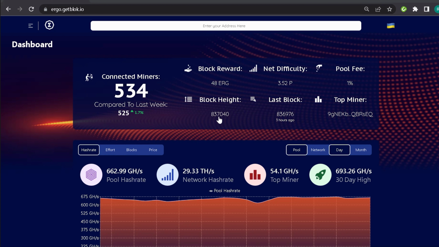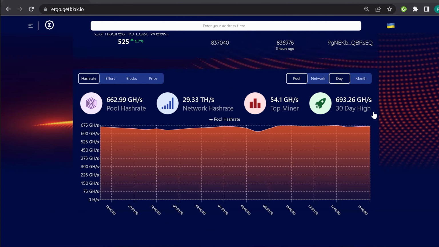It also shows the current block height of the network, the last block found, total pools, and then the top miner on the pool as well. There's also a graph section here, and there's a few different selections that people can go through. The first one, and the default, is the hash rate. It will show you the total pool hash rate, network hash rate, the top miner on the pool, what their hash rate is, as well as the 30-day high. Within 30 days, the highest hash rate that we've achieved is just about 700 gigahash.